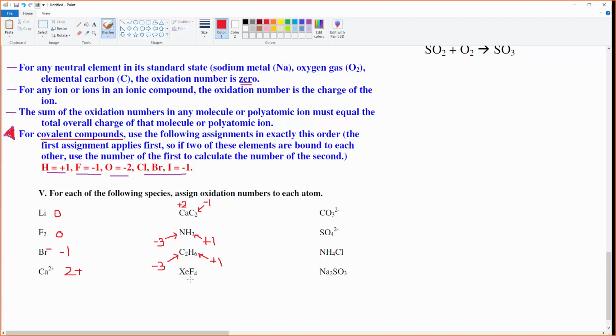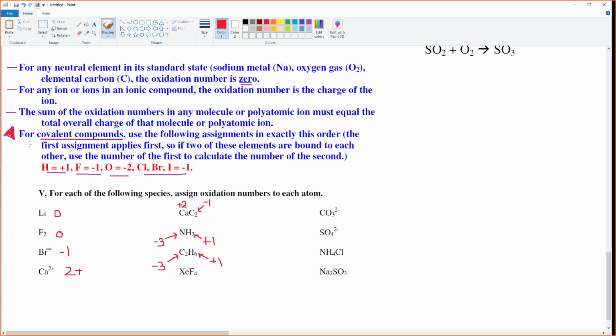Good. Okay, XeF4, that's bizarre. Look, xenon, a noble gas, making a compound. Cool. All right. Does that really happen? Yeah, it does. For xenon, you wouldn't see that with neon or argon.